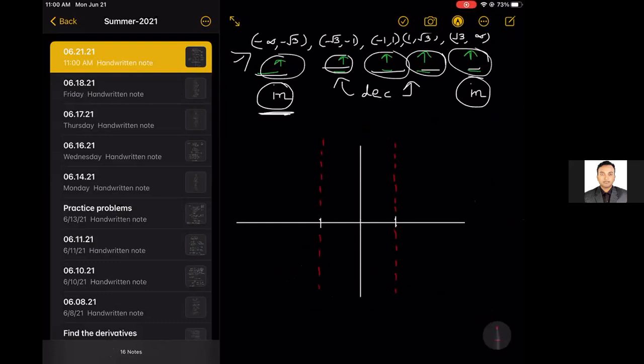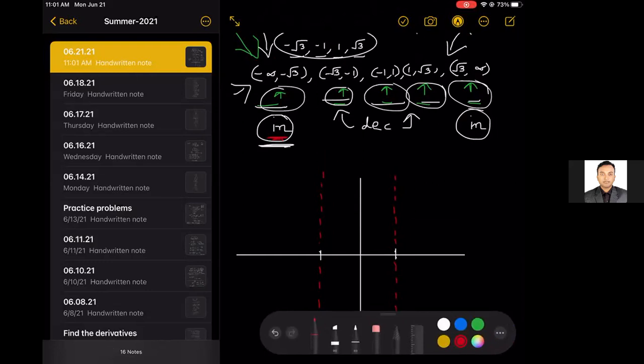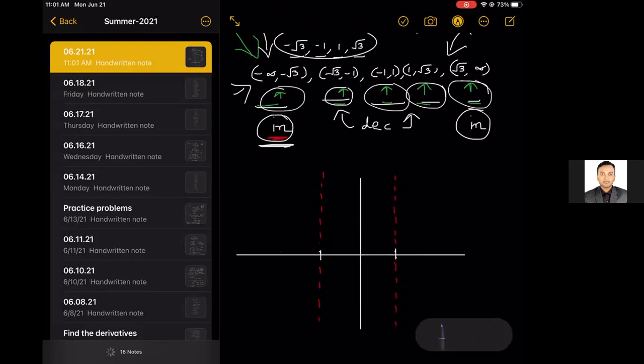So these are my vertical asymptotes at -1 and +1. Okay, now next we have increasing from negative infinity to negative square root of 3. Let's just first find out where the negative square root of 3 would be. If that's 1, that would be 2. And we know square root of 3 is 1.7320. So that means it's somewhere here, right? It's somewhere here.